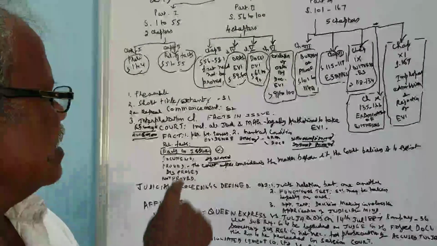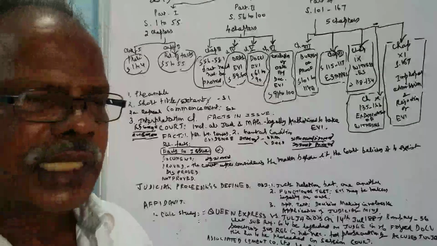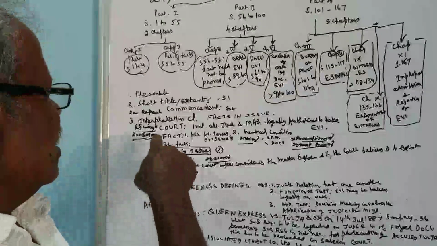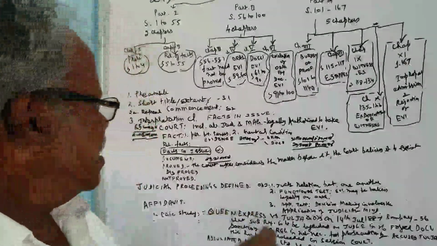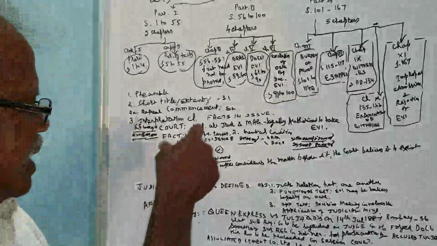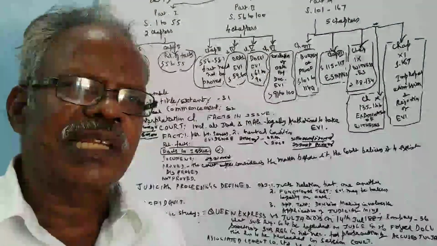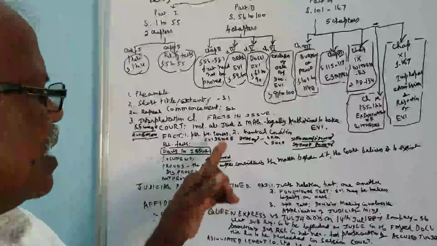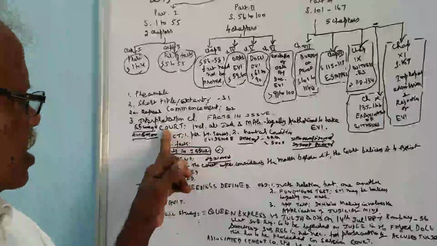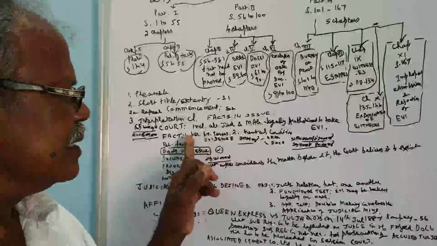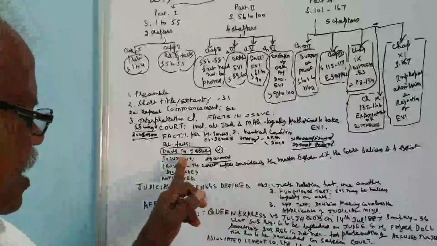We are not concerned about the second section. Then the third section is the interpretation clause. Most of the definitions are found in the interpretation clause. Those are fact in issue, court, fact, evidence, and also documents.